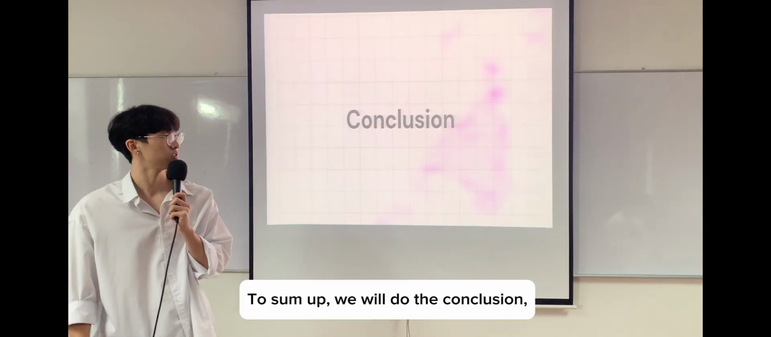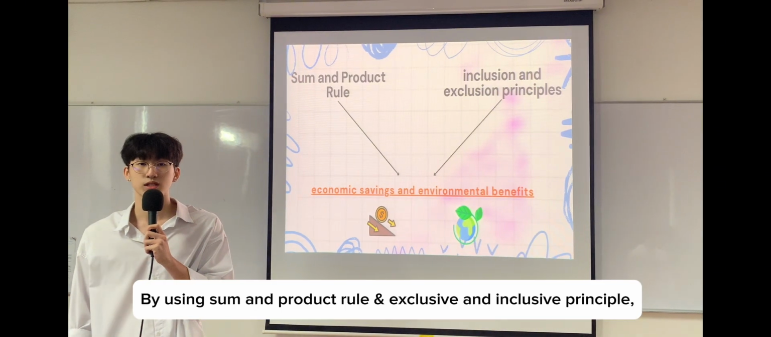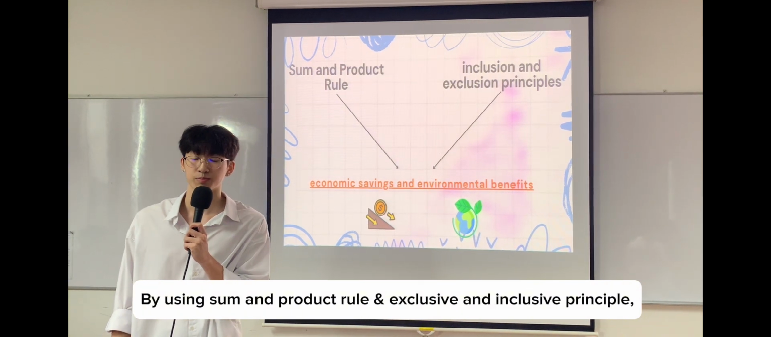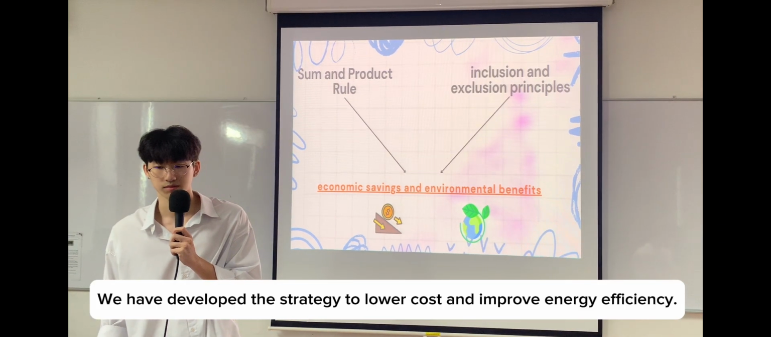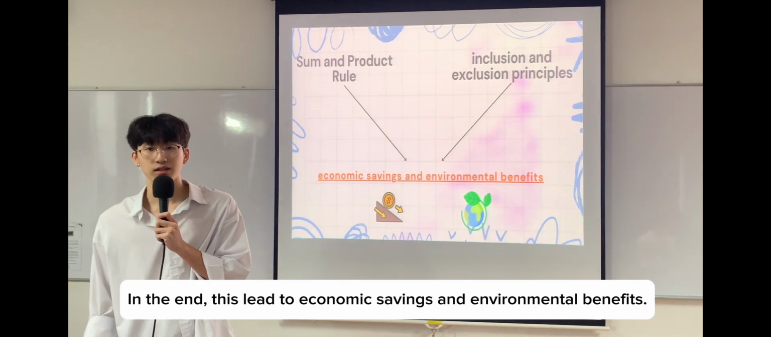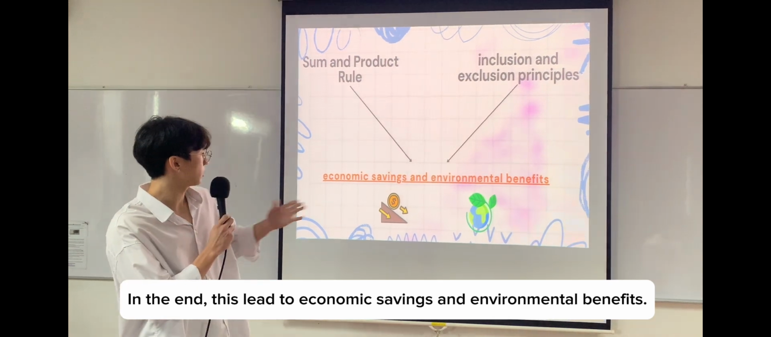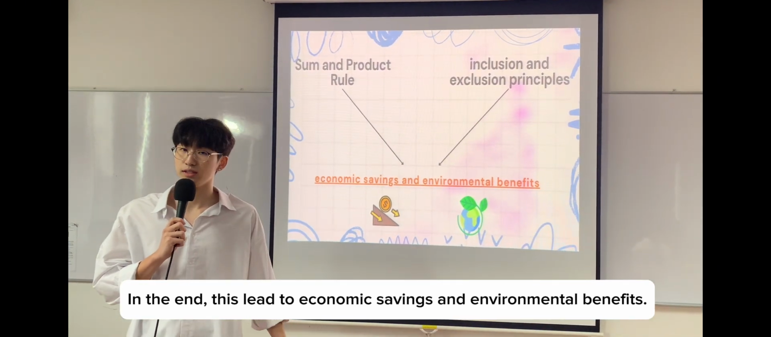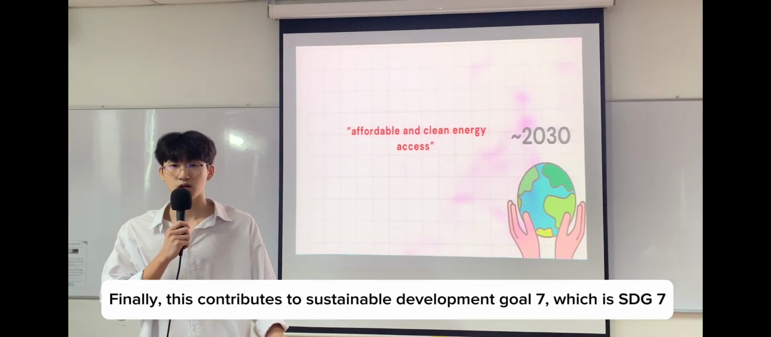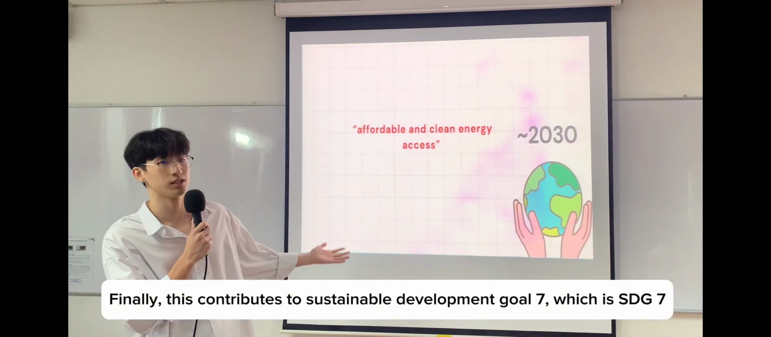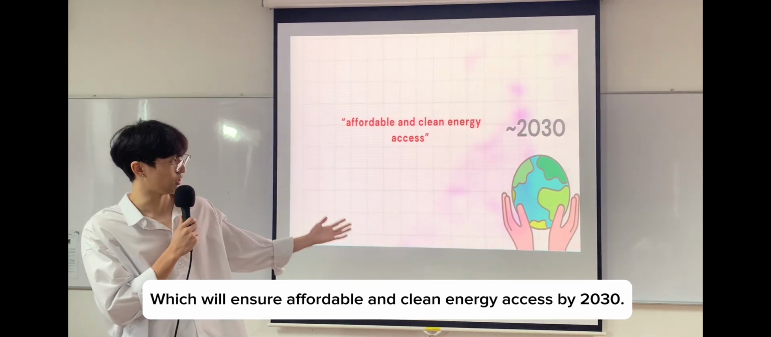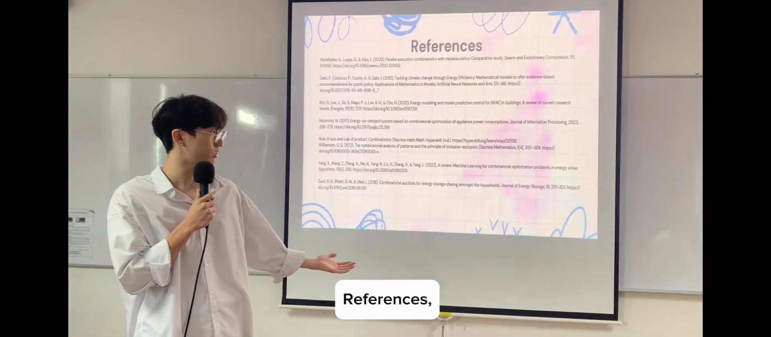To sum up, we will do the conclusion. By using the sum and product rule and the exclusion and inclusion principles, we have developed a strategy to lower cost and improve energy efficiency. In the end, this leads to economic savings and environmental benefits. Finally, this contributes to Sustainable Development Goal 7, SDG 7, which will ensure affordable and clean energy access by 2030. References. Thank you.